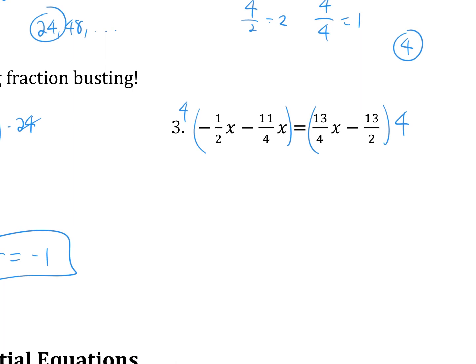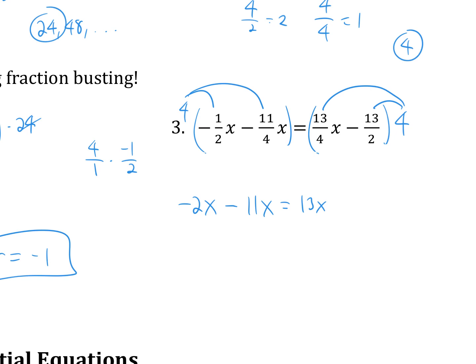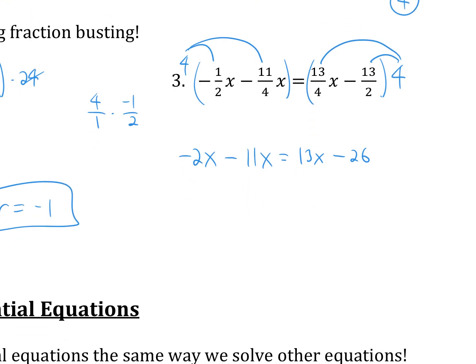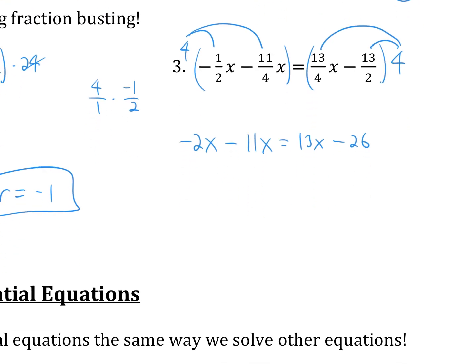So what's 4 times negative 1/2? What's that going to be? Well, 4 divided by 2 is going to be 2, so we got negative 2x. So again, you're doing 4 over 1 times negative 1 over 2, if you want to do that. 4 times negative 11 over 4, the 4s are going to cancel, we get negative 11x. Over here, 4 times 13 over 4 times x, the 4s are going to cancel, we just get 13x. And then 4 times 13 over 2, it's going to be negative 26. Now we have nice numbers with no fractions.